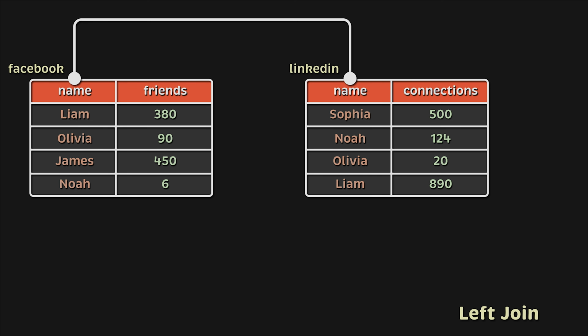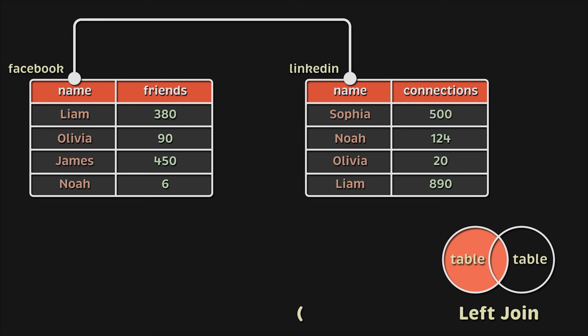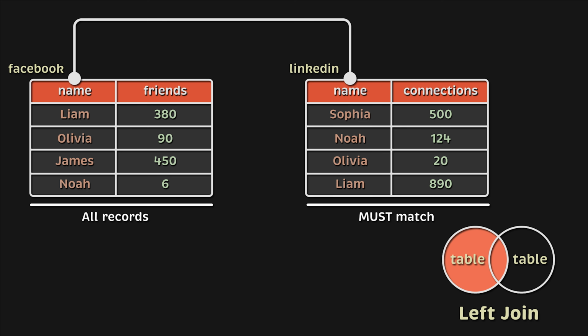Now let's take a look at the second most common type of join in SQL. You use a left join, also known as a left outer join, when you want to retrieve all records from the primary left table, regardless of whether there is a matching record in the secondary right table.